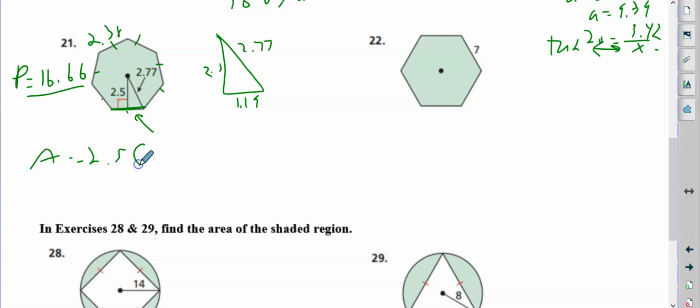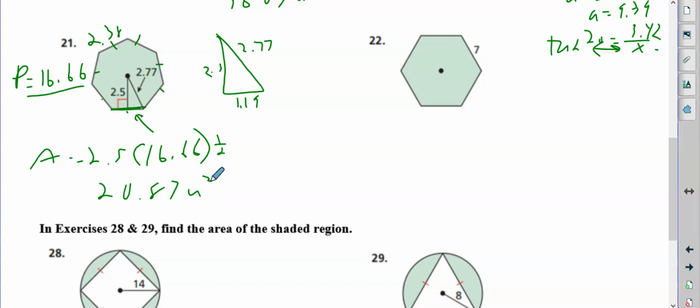2.5 times 16.66. I forgot the 1/2, so I'll put it at the end. And when I multiply that out, I get 20.87 square units.